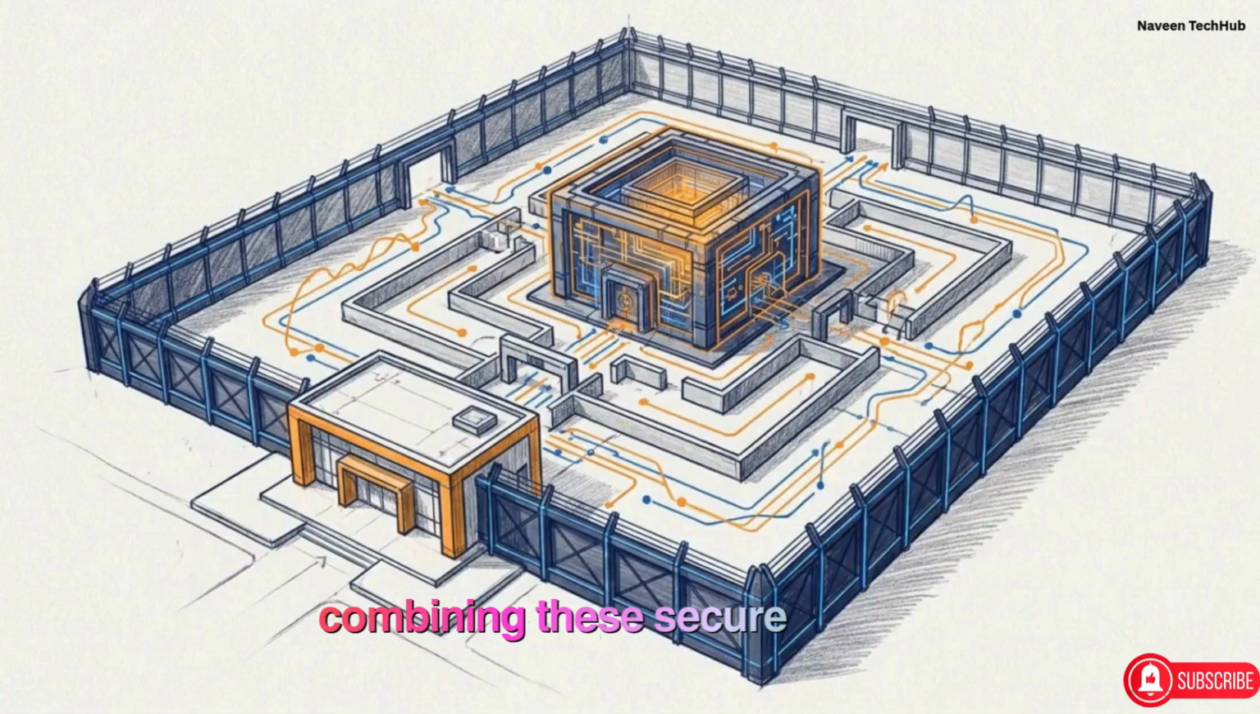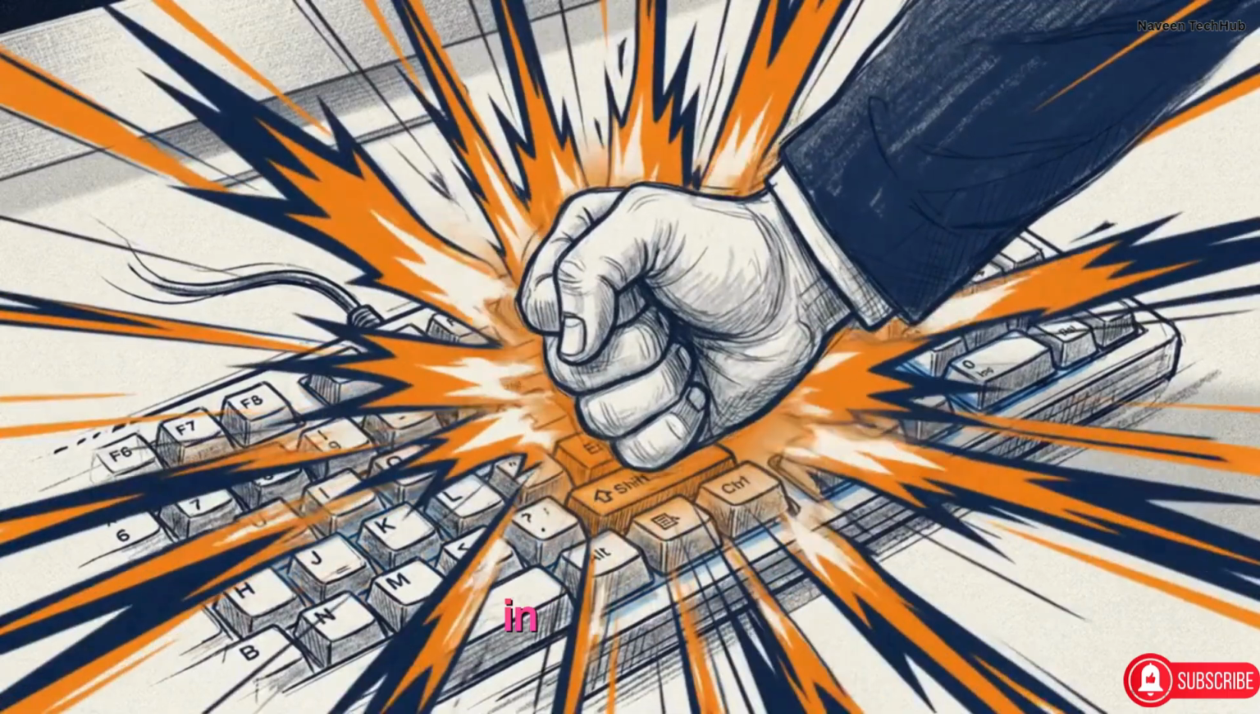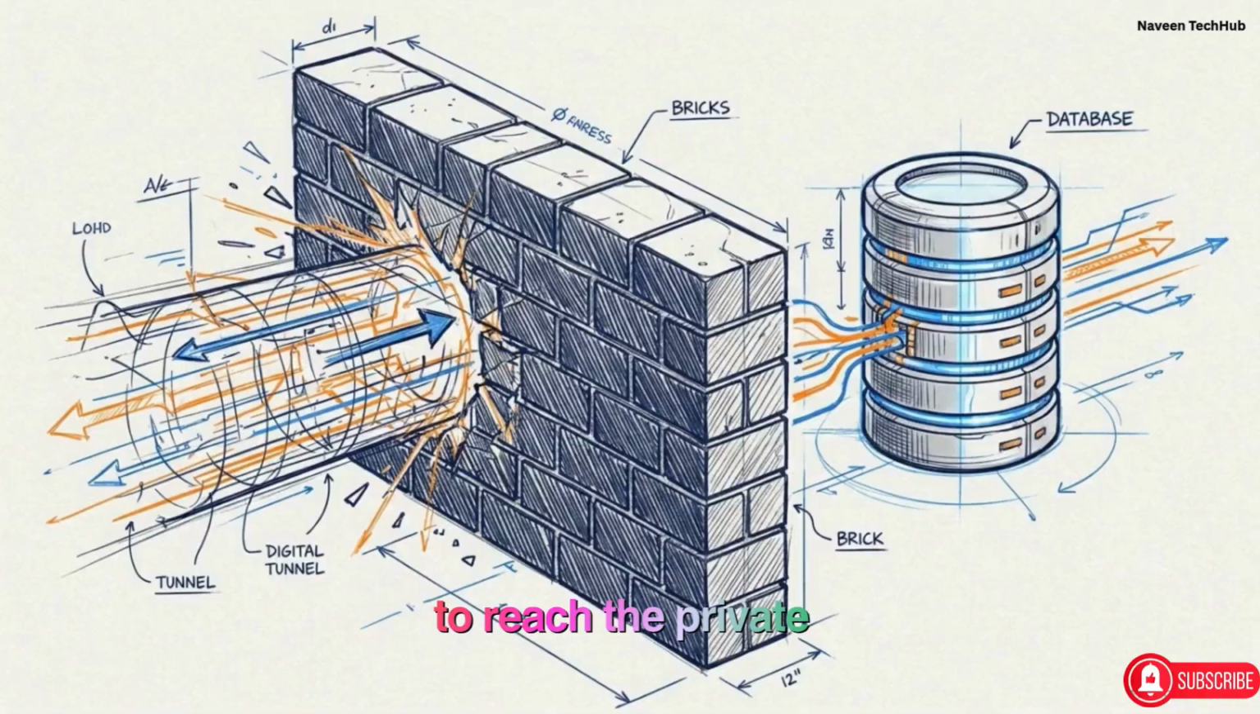By combining these secure zones, gateways, and guards, you create a system where a single point of failure is contained. If a hacker somehow manages to break into your public web server in the lobby, they will still hit a solid brick wall trying to reach the private database hidden deeper inside your network.